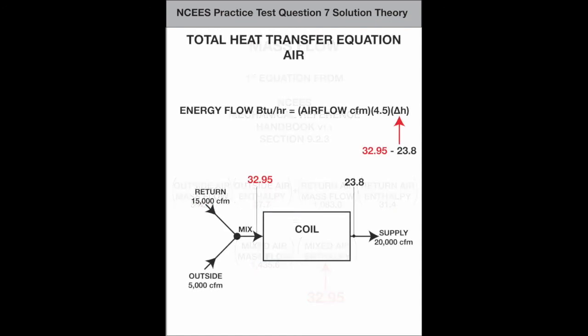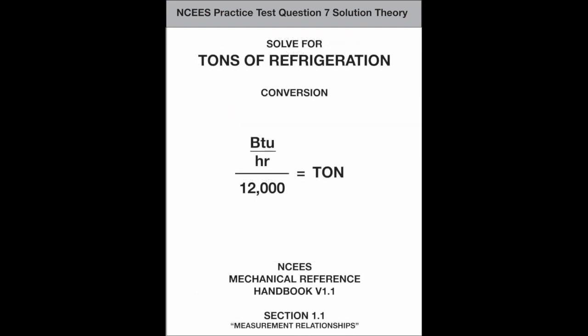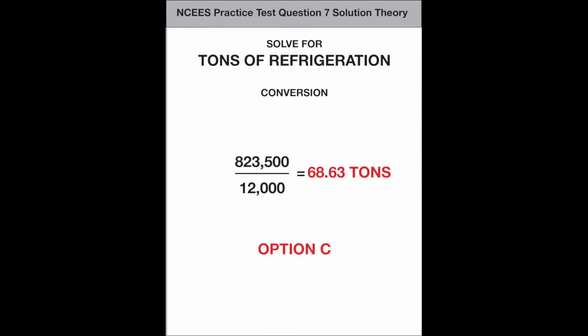Put it in the total heat equation here and solve. Total heat transfer is 823,500 BTU per hour. You're asked for the load in tons of refrigeration. Have this conversion memorized. Divide by 12,000 and get 68.63 tons.